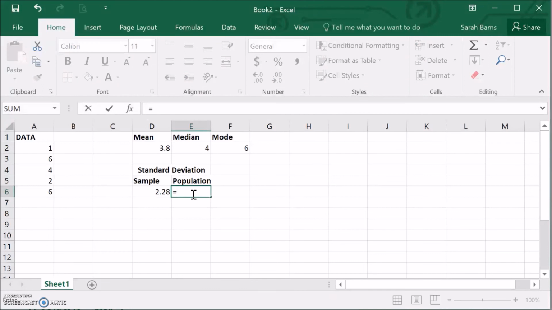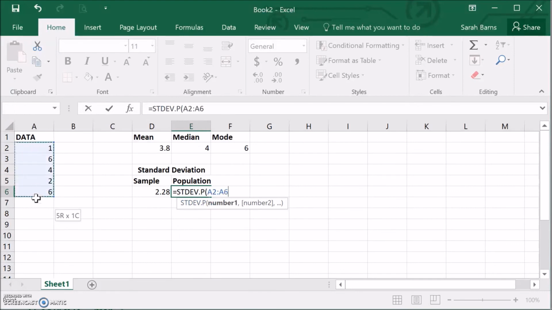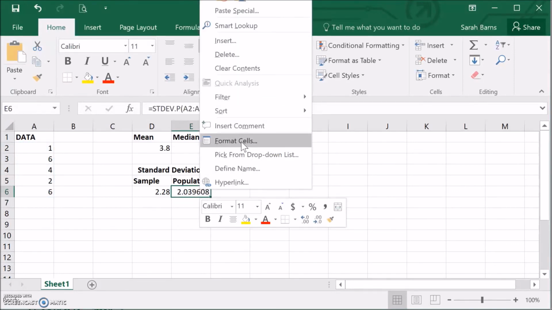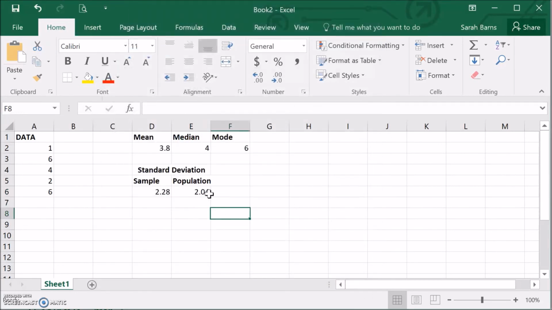And then for population, again, it's the stdev, and then we want the .p version for population. Highlight the data, and we get, this rounds to 2.04, which is what I had in the manual calculations.